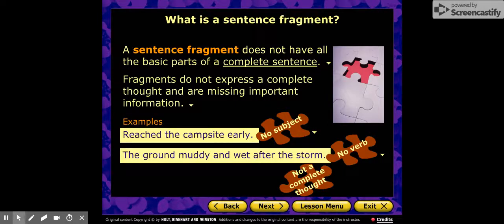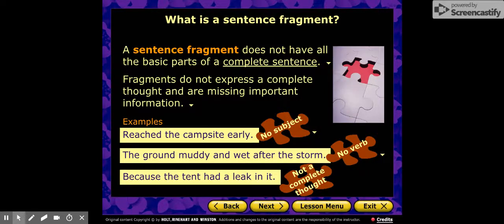Who reached the campsite early? The ground muddy and wet after the storm. What about it? What did it do? Those are not complete thoughts. Because the tent had a leak in it. That's just a phrase. If we took off because, it would be a complete sentence, but it's not.